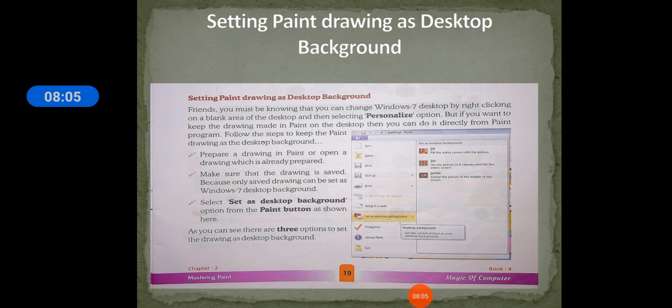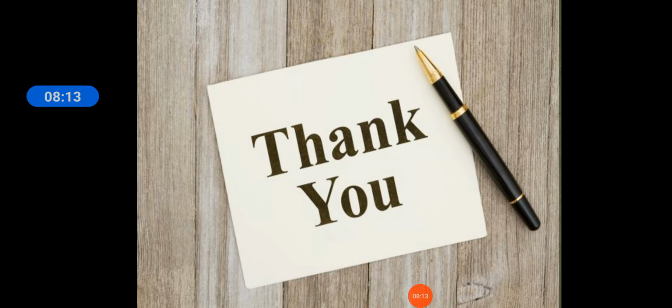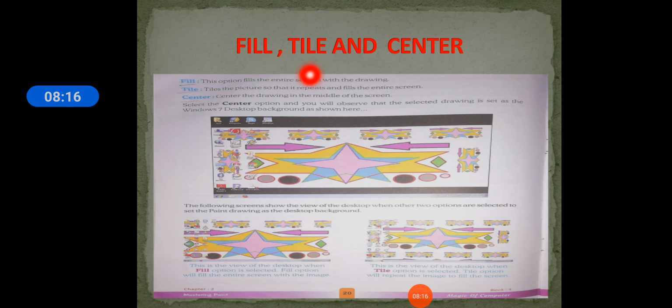Let us see. When you click on the desktop background, the desktop background will be saved to your desktop. Fill, tile and center are the 3 types to set the desktop background. Fill: this option fills the entire screen with the drawing. When you apply this fill option, it will fill the drawing. So, your entire screen will show this drawing.